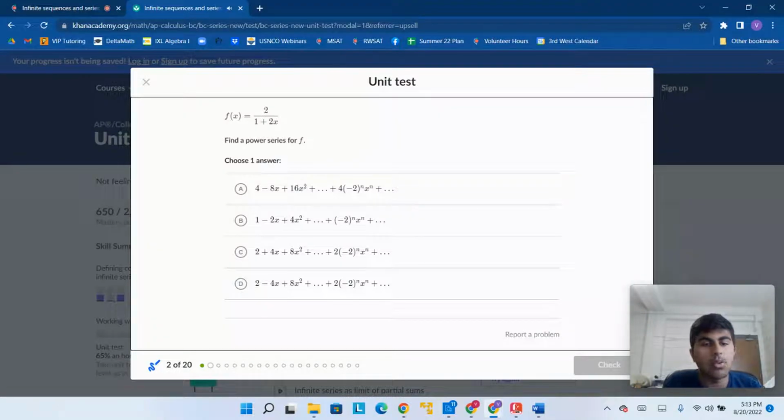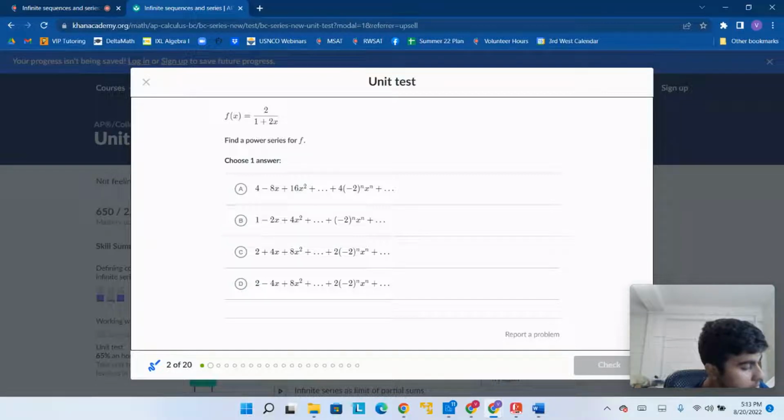Now we have 2 over 1 plus 2x. Well, we know that if you have something over 1 plus something, this is going to be the formula for the geometric series. So our formula is 1 over 1 minus something. Here, we're doing 1 minus negative 2x, which gives you the 1 plus 2x.